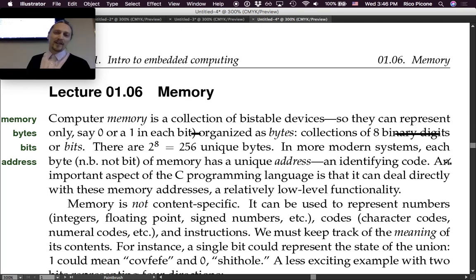Bits. Okay. There are 2 to the 8, or 256, unique bytes, because there are 8 bits in a byte, and there are 2 possibilities for each bit. So if you do the math, which is specifically 2 to the 8, you get 256 unique bytes.